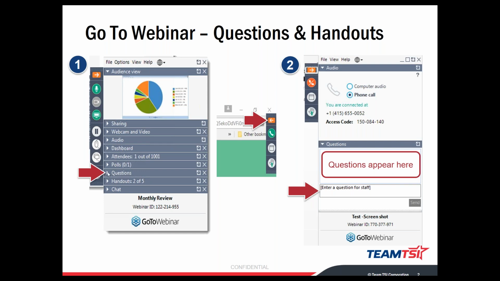When you click on the questions arrow, it opens up and then it looks like my number 2 picture, which you'll notice has the big red arrow that shows where you would type your question in. You would hit send, and that will put your question up in our question pane, and that's when we'll be reviewing your question, answering you, or saving your question for the end of our training.